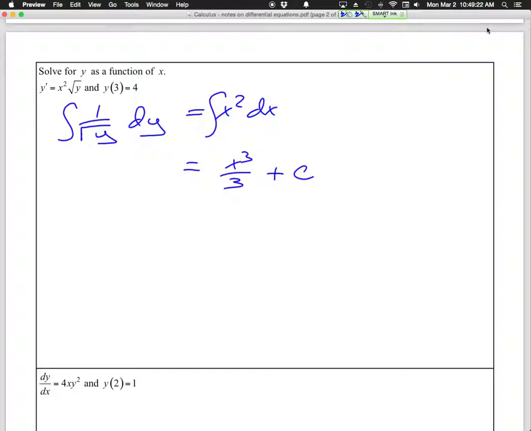Y to the negative 2y to the 1 half, 1 over 2 square roots of y times natural log y. Do you not change it to y to the negative 1 half? I would change it to y to the negative 1 half and then integrate it. That is correct. So what do I get?